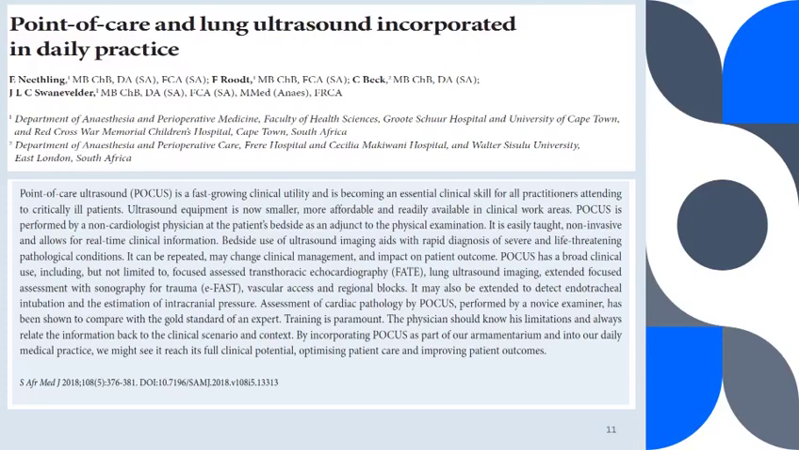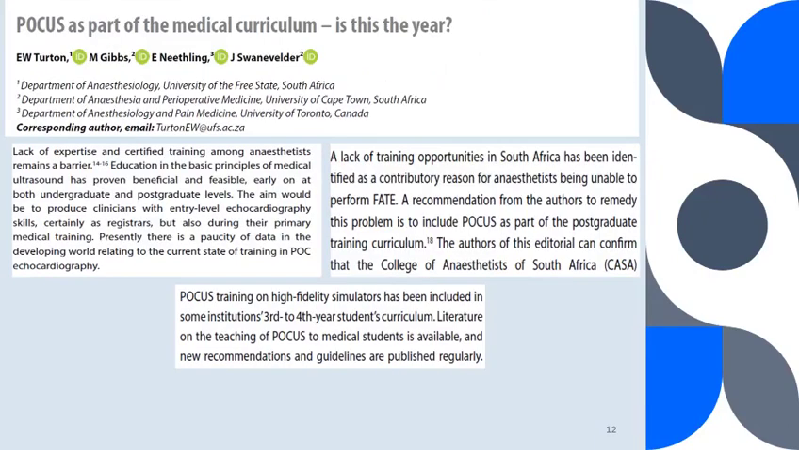This is a third article that looked at POCUS as part of the medical training. One of the issues that was found was that there was a lack of expertise when it came to training. The solution to this was to train people at grassroots level, especially in medical school. A second point that was extrapolated from this article was that there was a lack of training opportunities, which was identified in the anesthesia community. This article is written by people that are involved in perioperative and anesthesia care, which are part of our own society.